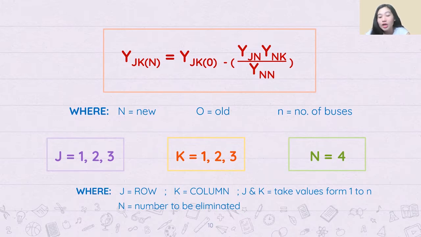N is the number to be eliminated. So pag meron kasi tayong 4 buses, meaning to say we have 4 by 4 matrix. And to be able to reduce that into a 3 by 3 matrix is we have to eliminate our node 4 or our bus 4 to be able to reduce the size of our matrix. So meaning to say our 4th row and our 4th column is to be eliminated the moment that we are going to reduce a circuit with 4 buses. So yun yung concept natin.